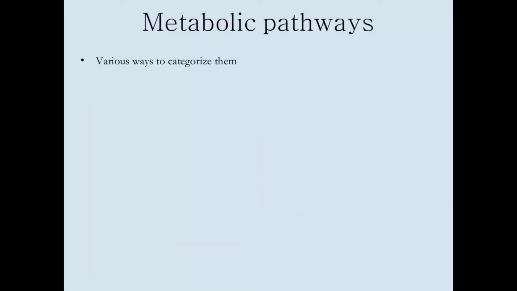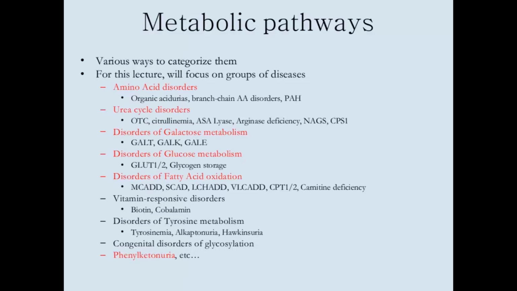So people think about metabolic pathways in different ways, just depending on how their brain works. The way I'm going to categorize them today is based on groups of diseases. There are a lot of them, and I'm certainly not going to talk about all of them, but the groups that I'm going to try and cover are, in general, amino acid disorders, which include some of the organic acidurias, disorders that are derived from branched-chain amino acids, and then Phenylalanine Hydroxylase Deficiency, which is now the new name for PKU, phenylketonuria.